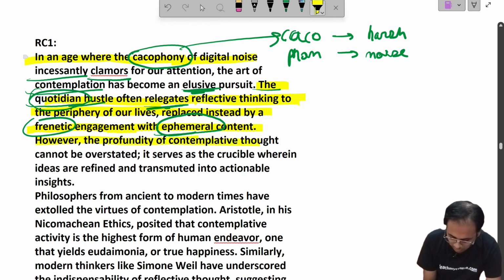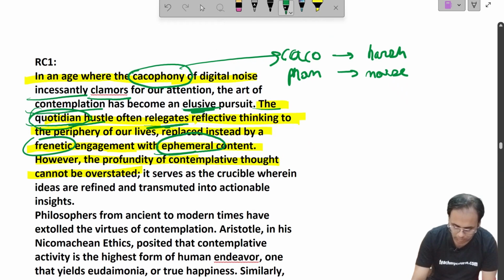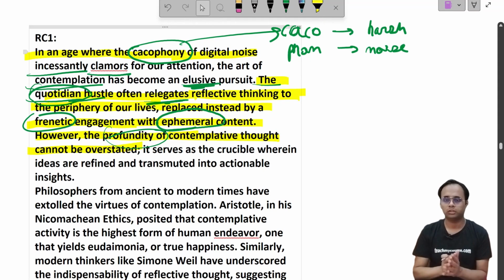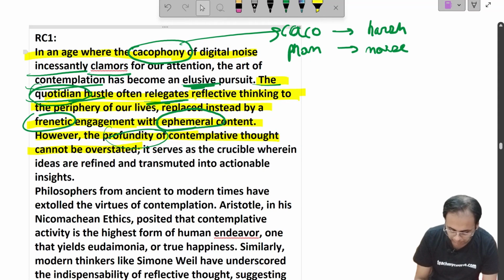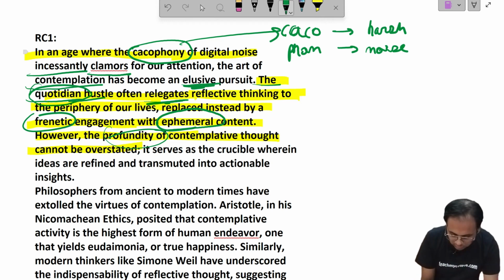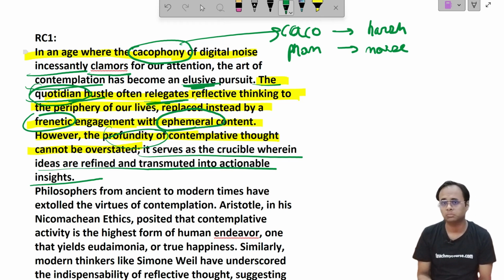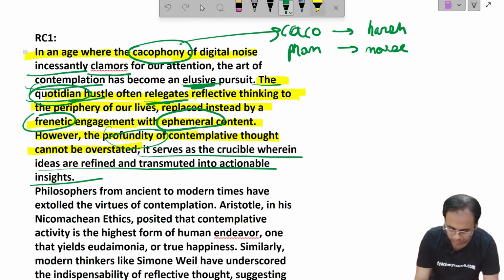However, the profundity of contemplative thought cannot be overstated. Profundity means the depth or actual importance. So the depth of contemplative thought cannot be overstated, like it cannot be exaggerated, because it has actual depth. It serves as a crucible wherein ideas are refined and transmuted into actionable insights. Because only when you think deeply about some sort of action, only then you would be able to take the action. Okay, as per the author. Let us see the next paragraph.